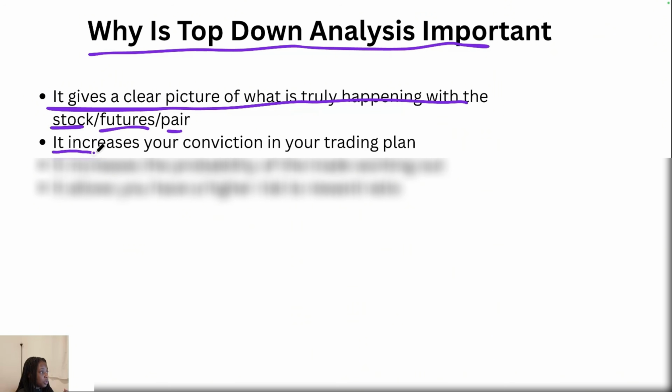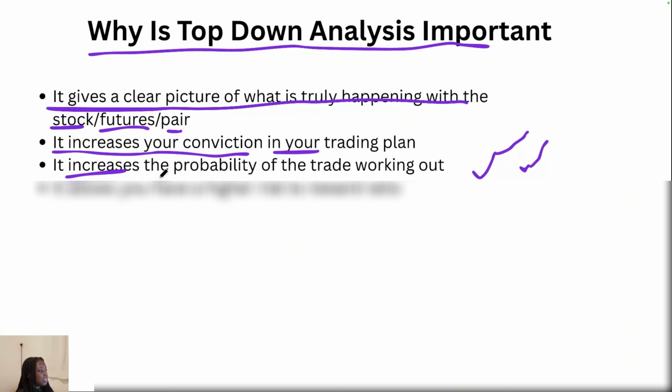And once you do that, you then have conviction in your trading plan. You have confidence for the first time and you start to understand it. Your confidence grows. Your conviction when you do that thing increases. It's the same thing with top-down analysis.